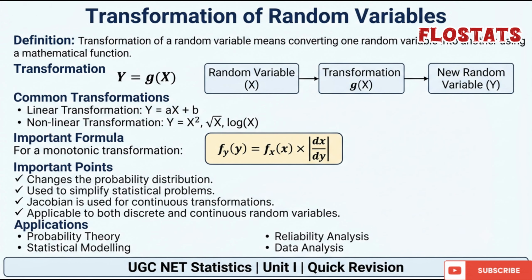A transformation of a random variable means converting one random variable into another using a mathematical function. The transformation is commonly written as y equals g of x. The transformation changes the probability distribution of the original random variable. Transformations are used to simplify calculations and derive new probability distributions.